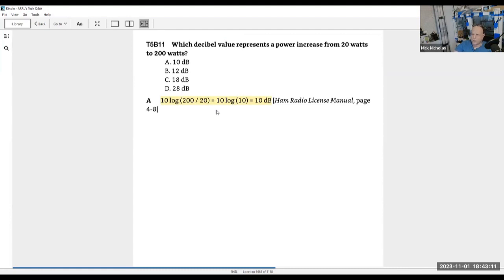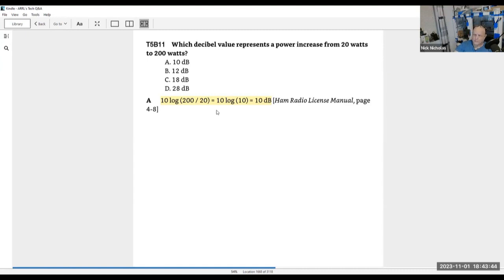So if I go from 20 and double it, that's 40. That's 3 dB. I double it again, that's 80, that's 6 dB. I double that 80 again, it's 160, that's 9 dB. I'm almost to 200, but I don't have enough to double it again. So at 9 dB, I'm a little bit short. The closest answer in there is going to be 10 dB by interpolation.